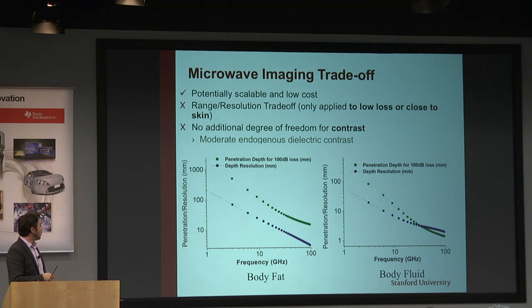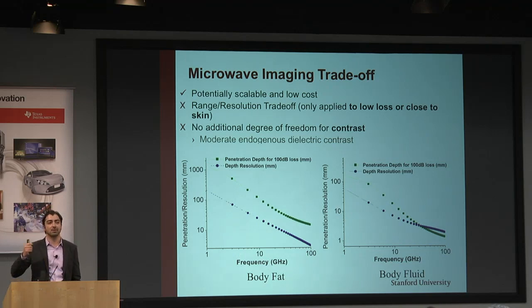And the associated problem with this is that because I've used frequency as my degree of freedom, there is no additional degree of freedom to use. In other words, if I wanted to optimize for contrast, which is a big problem, I don't have any parameter. And we know that endogenous contrast for dielectrics are modest, they're not huge. So the question is, how do you actually overcome that problem?